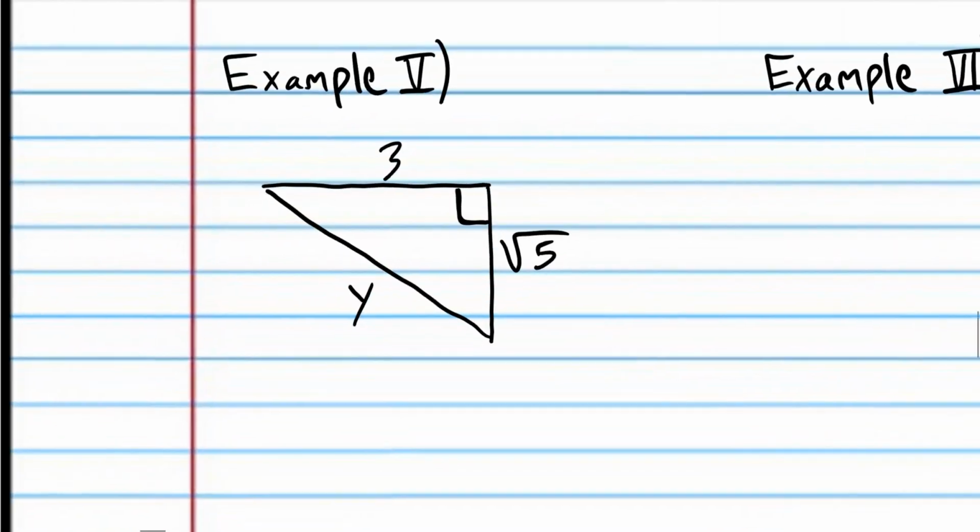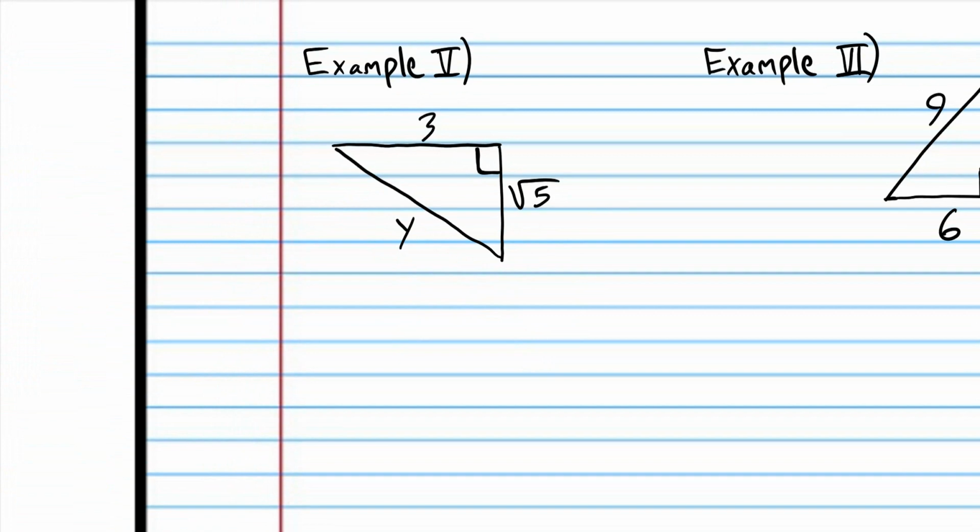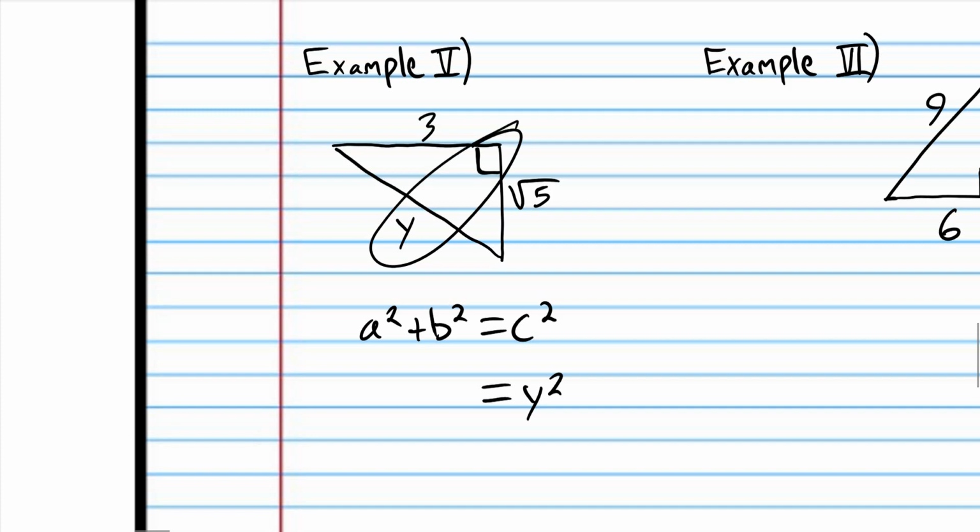Okay, try example 5, and when you come back, we'll do it together. All right, we're back. So in this problem, we're looking for the hypotenuse. That's y, the side opposite the right angle.